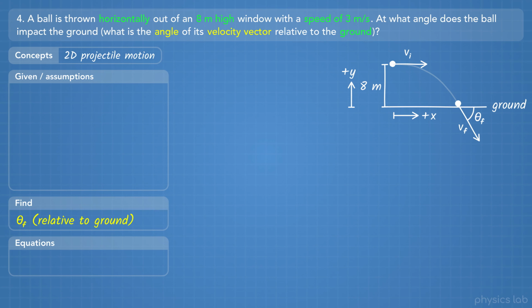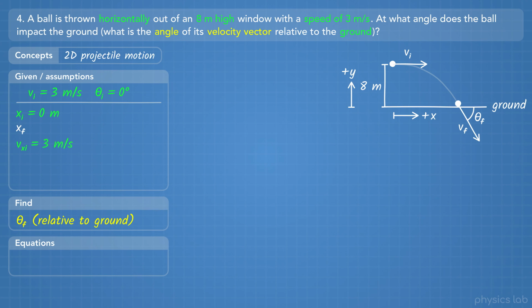Now we can write out all of the given information, keeping the x and y variables separate. First, we're told the initial velocity is horizontal and has a magnitude of 3 meters per second, which is the speed. If we want, we could write that the angle of the initial velocity is 0 because it's horizontal. Based on the axes we set up, the initial x position would be 0 meters. We don't know the final x position.